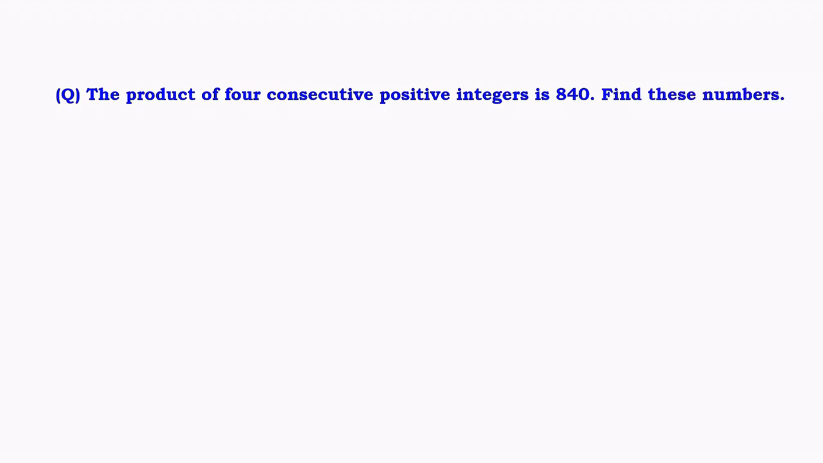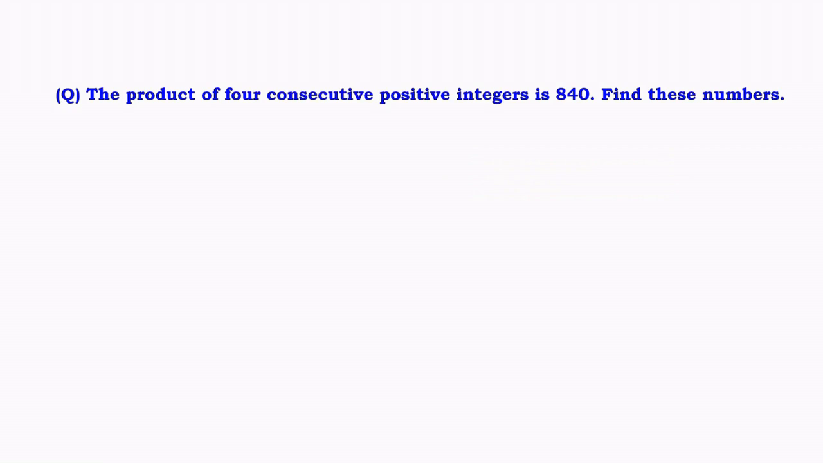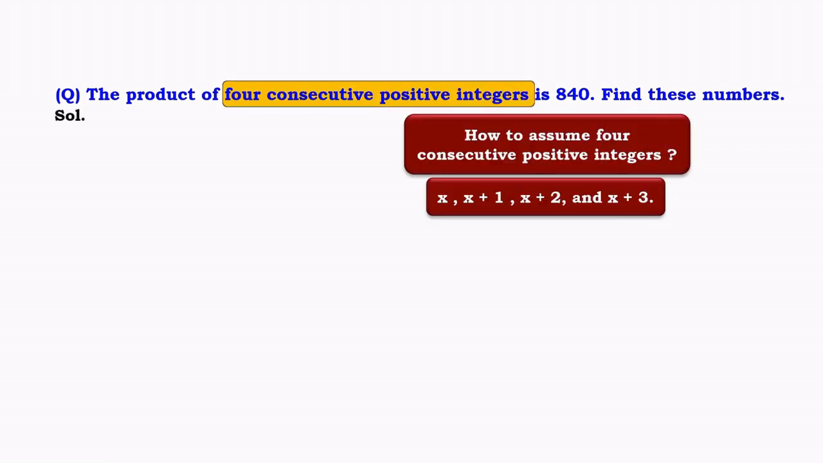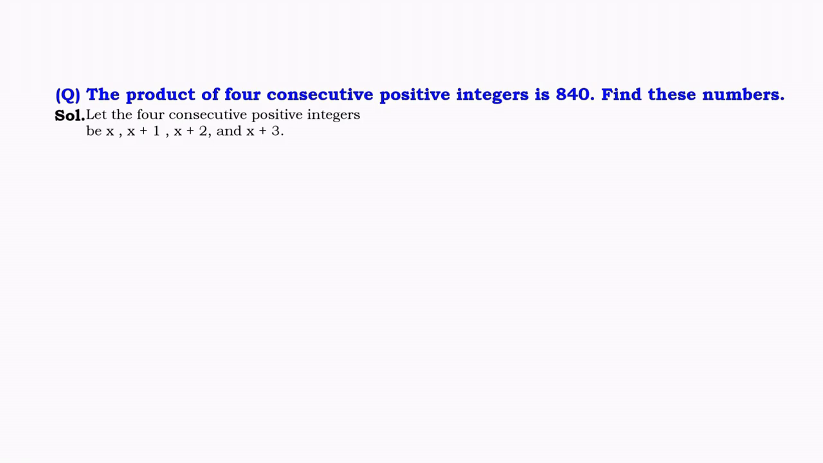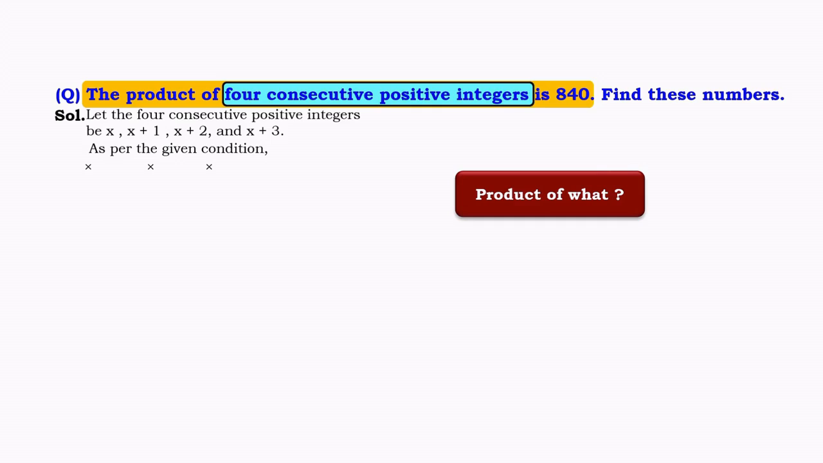Let us read the question carefully. The product of 4 consecutive positive integers is 840. We have to find the 4 integers. Since there are 4 consecutive positive integers, let us assume them as x, x plus 1, x plus 2, and x plus 3.